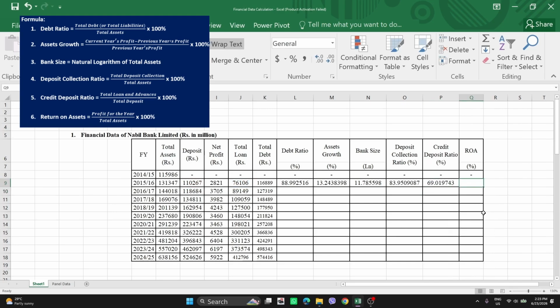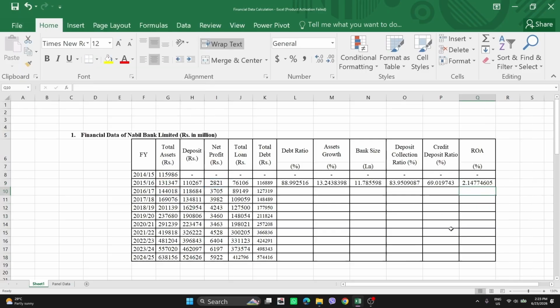Similarly, the return on assets. Return on assets is the measure of profitability, which measures to what extent the company is capable to earn profit by mobilizing total assets. And it can be calculated by typing equals net profit divided by total assets multiplied by 100 percentage. Then we get ROA in terms of percentage basis. So we reduce the digits behind the decimal up to 2 digits.